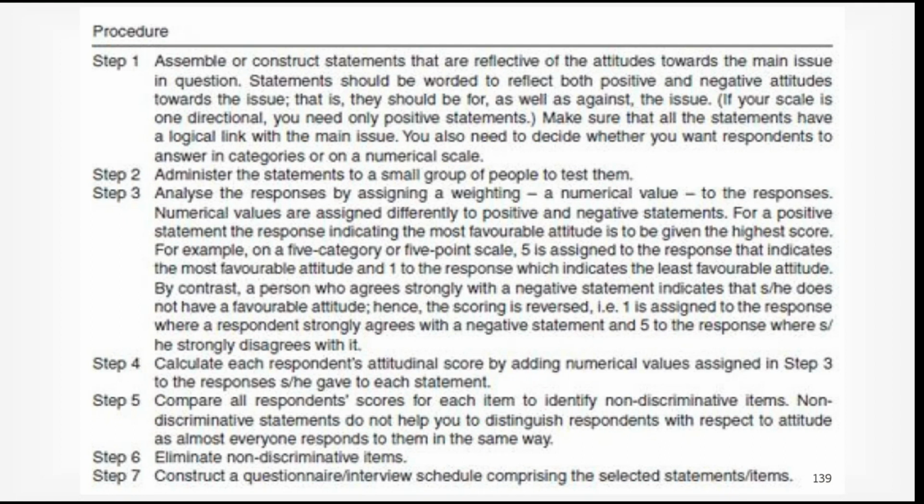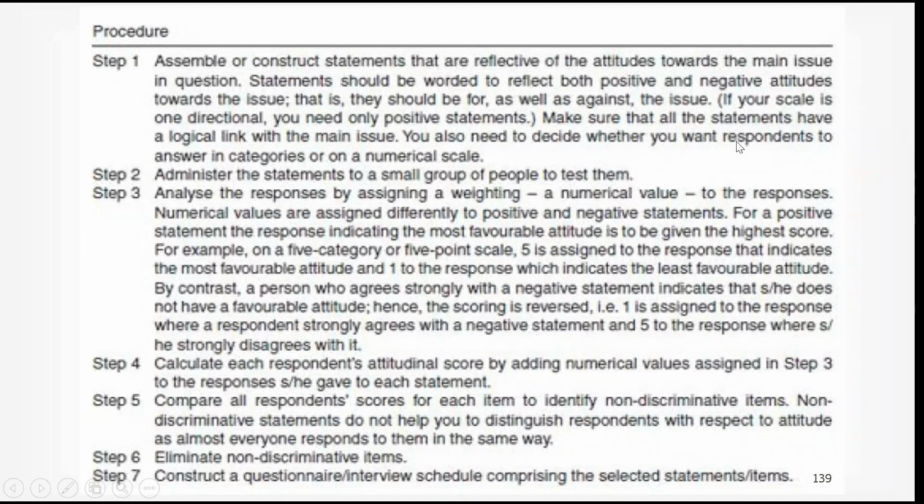Like I am good at, they are indicating that I am good in the subject. And there are certain statements, they are indicating that I'm not good in the subject or I'm not good in the teaching part. If your scale is one directional, you need only positive statements. So it sometimes happens that your scale is unidirectional and then you will have only positive statements. But generally we have mixture of statements. We have positive and negative statement related to that research problem.